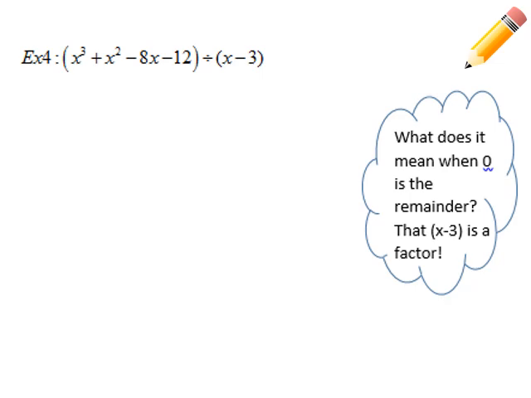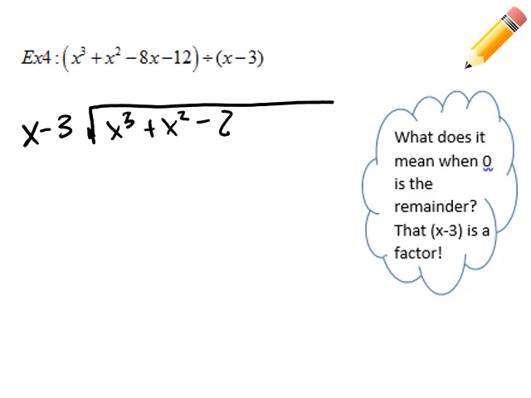Take a look at one more example. Let's set it up first with our divisor of x minus 3 and our dividend of x cubed plus x squared minus 8x minus 12. Not missing any terms here, everything's there.